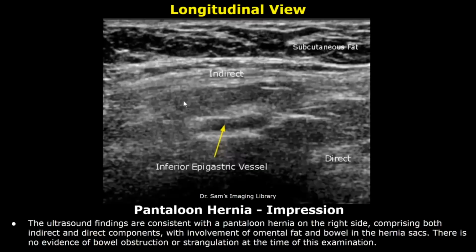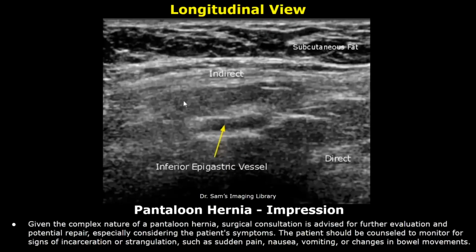Here is the impression. The ultrasound findings are consistent with a pantaloon hernia on the right side, comprising both indirect and direct components, with involvement of omental fat and bowel in the hernia sacs. There is no evidence of bowel obstruction or strangulation at the time of this examination.